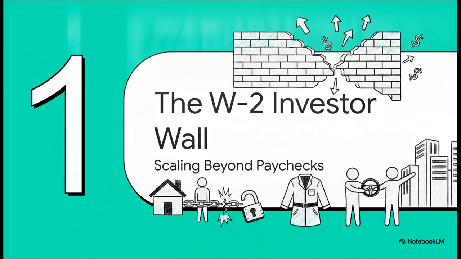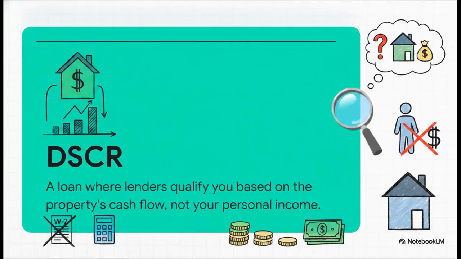Section 1. The W-2 investor wall. For investors feeling totally boxed in by a traditional 9-to-5 salary, the conventional underwriting process just feels like a straitjacket. And this brings us to a massive paradigm shift. DSCR stands for Debt Service Coverage Ratio. Now, a DSCR loan completely flips the underwriting question on its head. Instead of asking, can this borrower afford this loan, the lender is asking, can this property afford this loan? It relies entirely on the property's cash flow. No W-2s, no employment verification, no personal DTI calculation. If the property generates enough rent to cover its own mortgage, you are in business.